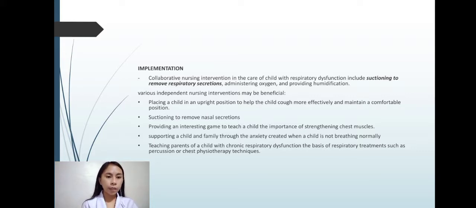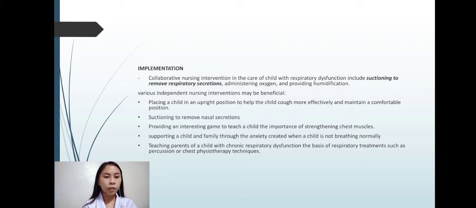Various independent nursing interventions may be beneficial. First, placing the child in an upright position to help the child cough more effectively and maintain a comfortable position. Second, suctioning to remove nasal secretions. Third, providing an interesting game to teach a child the importance of strengthening chest muscles. Fourth, supporting the child and family through the anxiety created when a child is not breathing normally.